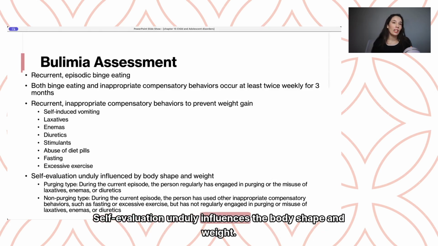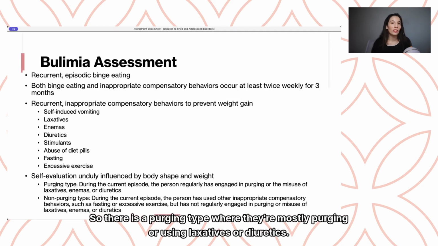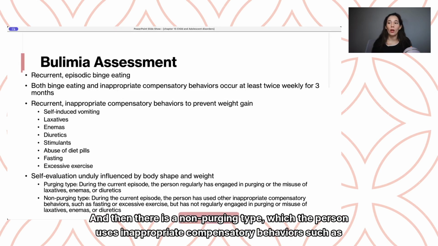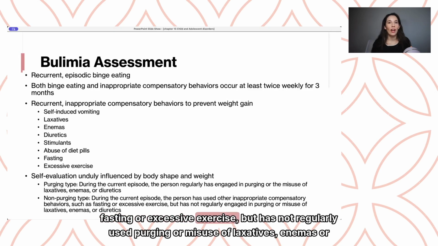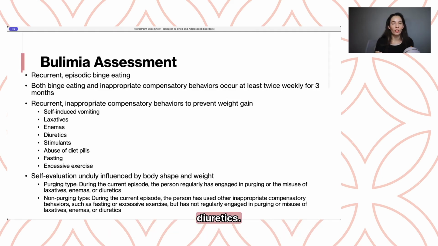Self-evaluation unduly influences the body shape and weight. So there is a purging type, where they're mostly purging or using laxatives or diuretics. And then there is a non-purging type, where the person uses inappropriate compensatory behaviors such as fasting or excessive exercise, but has not regularly used purging or misuse of laxatives, enemas, or diuretics.